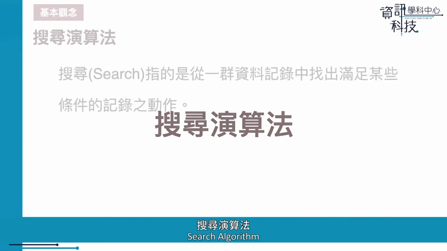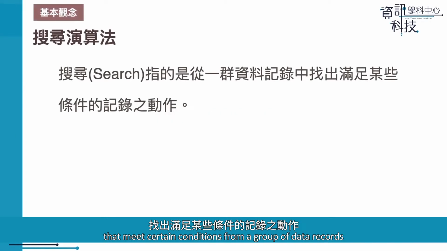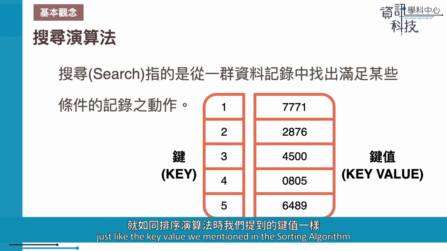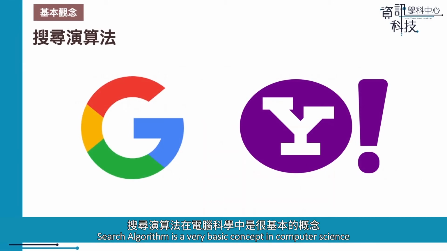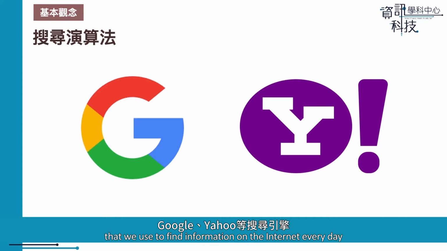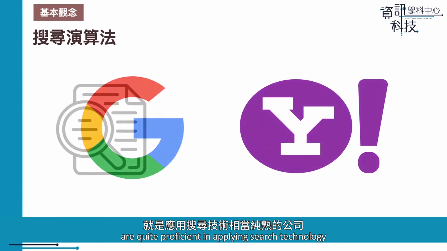Search algorithm. Search refers to the action of finding records that meet certain conditions from a group of data records. In addition, the condition used for search is called the key value, just like the key value we mentioned in the sorting algorithm. Search algorithm is a very basic concept in computer science. The search engines such as Google and Yahoo that we use to find information on the internet every day are quite proficient in applying search technology.